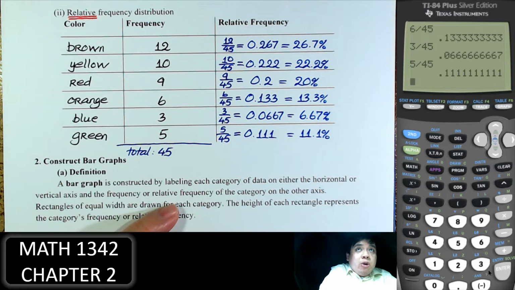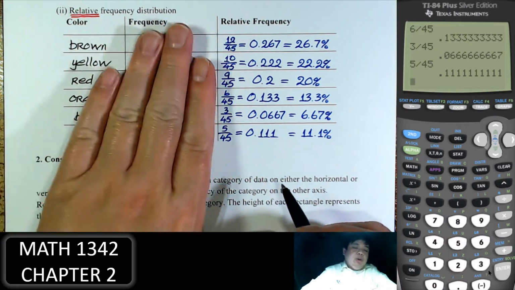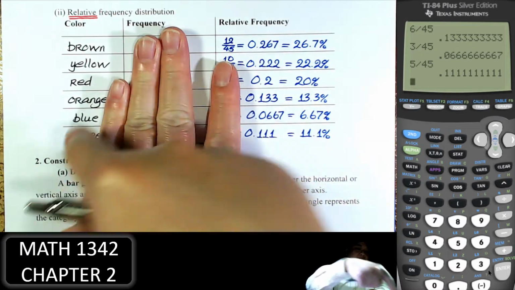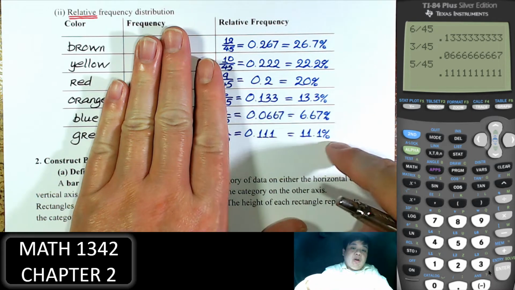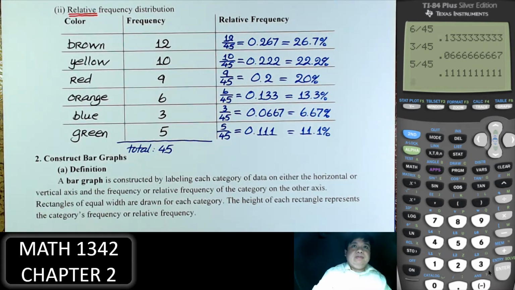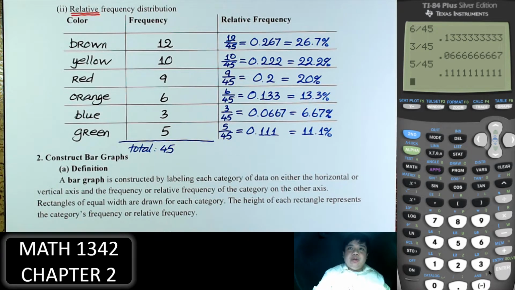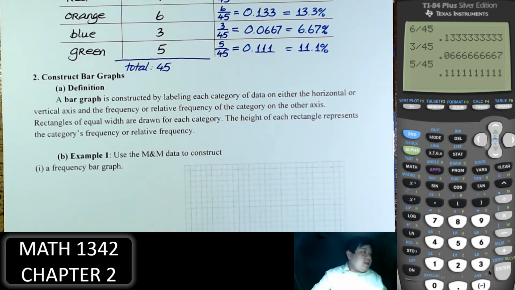Right. So the relative frequency distribution will have the categories and how many we have for each category relative to the total number. So that's easy. The distribution is pretty much just a table. Next, to visually display this, we can use a graph.